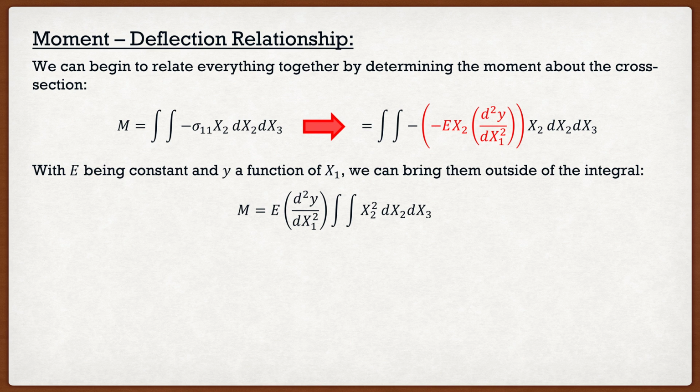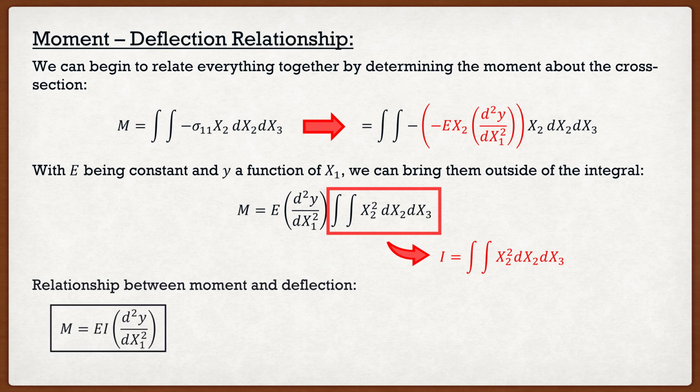Now, for the mega nerds in the chat, they're going to go, oh my gosh, I know what that double integral is equal to. The double integral of x2 squared with respect to x2 and x3 is actually equal to the moment of inertia I. Therefore, we have a nice relationship between our moment and deflection, where our moment M is equal to EI, which is commonly referred to as the flexural rigidity, which is simply the Young's modulus multiplied by the moment of inertia, and then multiplied by the second derivative of our deflection function.